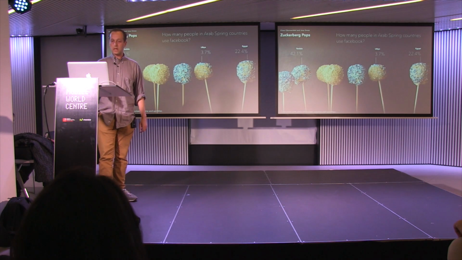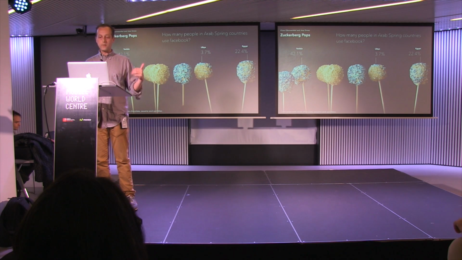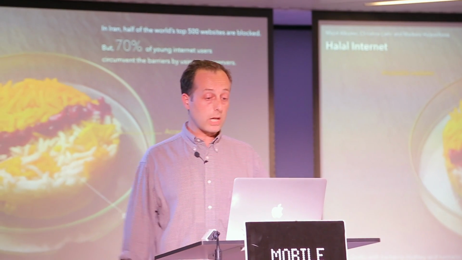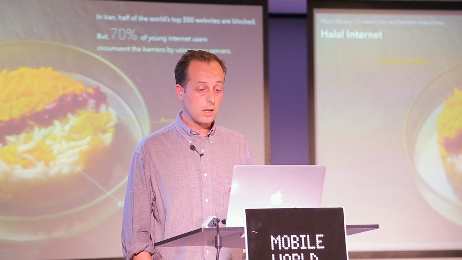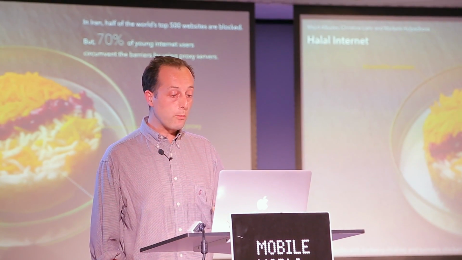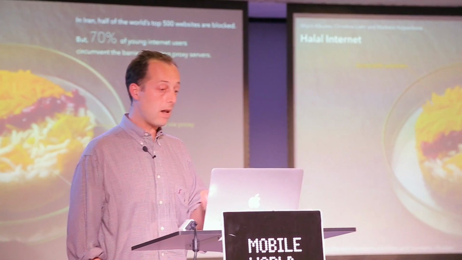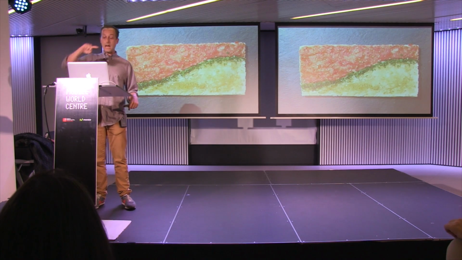Okay, so this is a second example. Zuckerberg pops how many people in the Arab Spring were using Facebook. And this is one of my preferred ones, Halal Internet. You are doing basically a pie chart of the amount of accessible websites, accessed via proxy or blocked websites, which are a lot. And this is a phantom map, as you can see. And the line is telling you the unemployment rate in Spain. So yeah, it's a fantastic idea. It was not mine, but I think it's super clever to do.